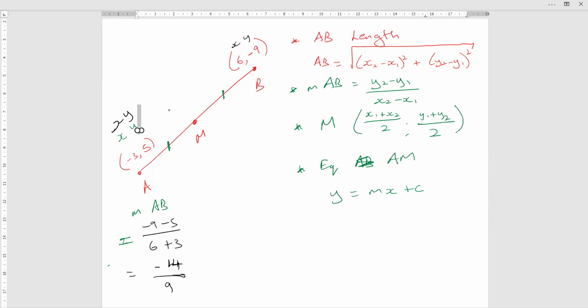Right. Now, to find the equation of AM, the gradient of AB is the same as the gradient of AM. So what we want to do now is put that into our equation and say Y is equal to -14 over 9X plus C. Now, our job is to find C. And to find C, we can substitute any point on the line. The point I'm going to substitute is (6, -9). So the X value is 6. The Y value is -9.